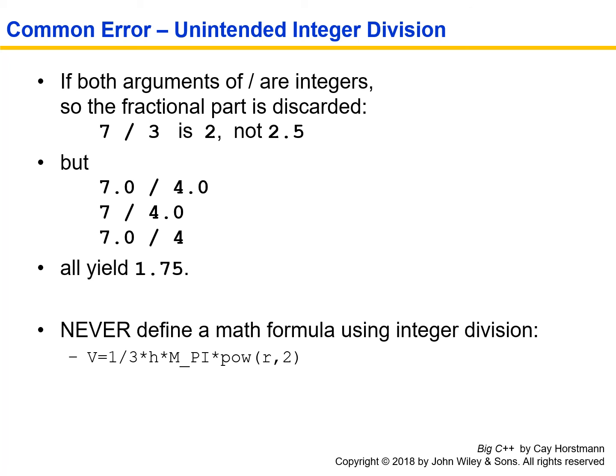If both arguments of the slash are integers, the fractional part is discarded. 7 over 3 is 2, not 2.5.